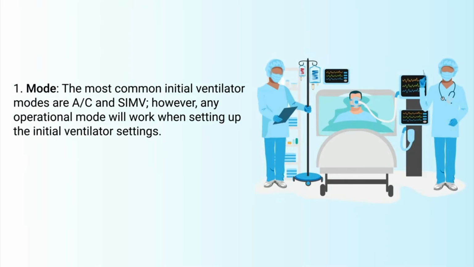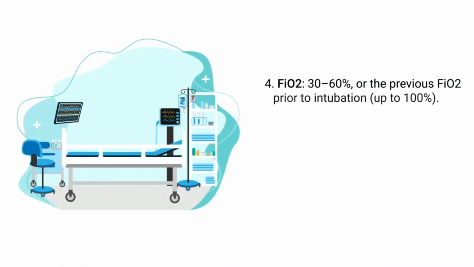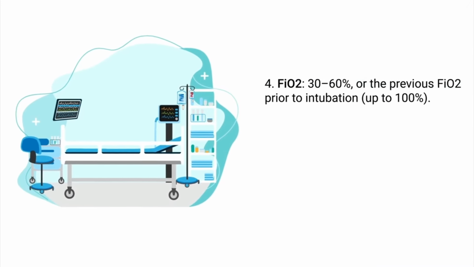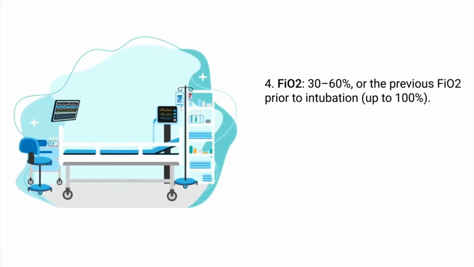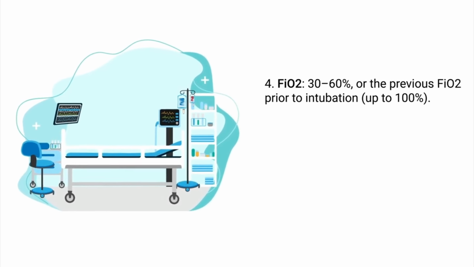First is the mode, which the most common initial ventilator modes are assist control and SIMV. However, any operational mode will work when setting up the initial ventilator settings. Next is the tidal volume, which the initial tidal volume should be set at 6 to 8 milliliters per kilogram of the patient's ideal body weight. The initial frequency is 10 to 20 breaths per minute. The initial FiO2 should be set at 30 to 60%, or at the previous FiO2 that the patient was on prior to intubation, and this could be up to 100%.